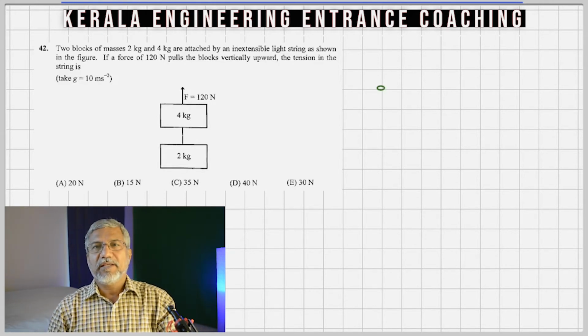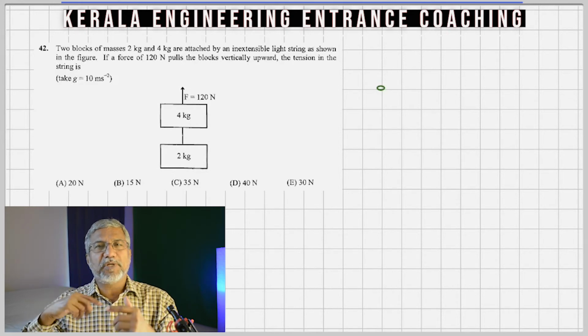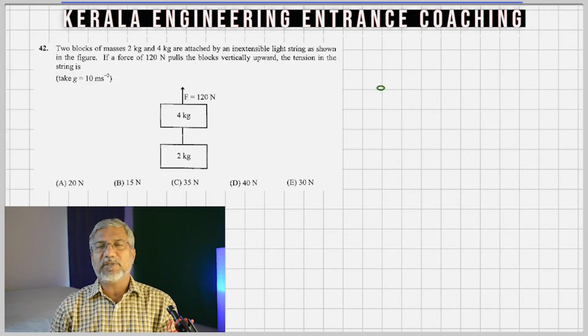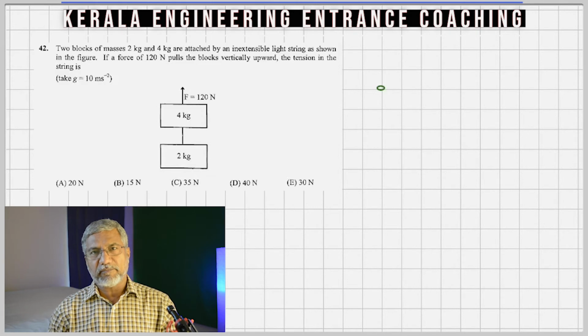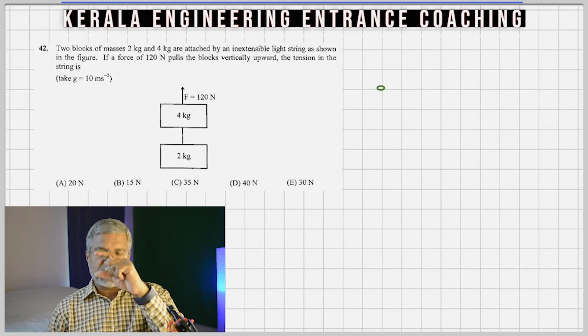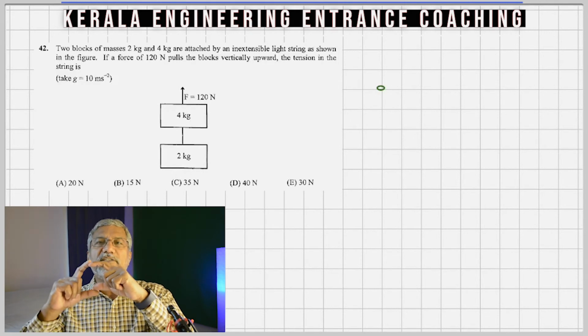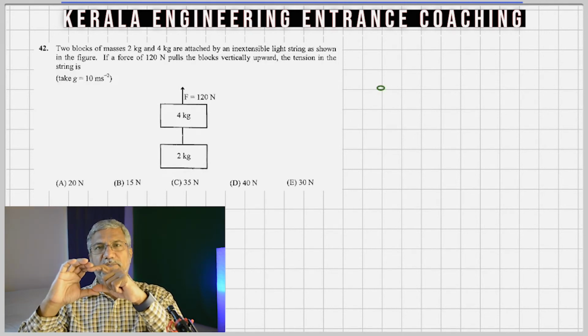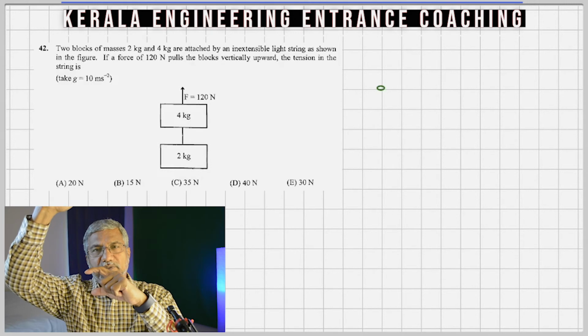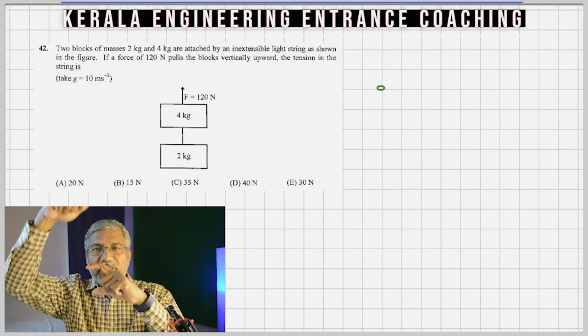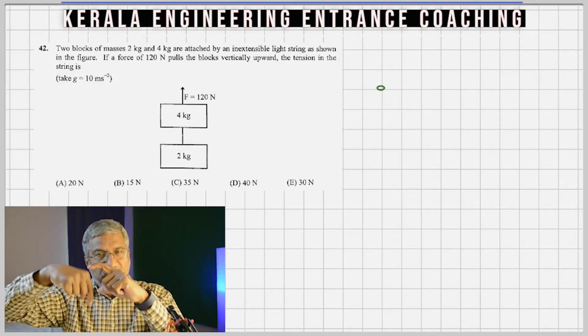So in your head, you should be able to separate these two objects. That's why it's called a free body diagram. When we look at the first object, the 4 kilogram object, what are the forces acting on it? You have the 120 Newton, yes. Then you have the weight of the 4 kilogram.